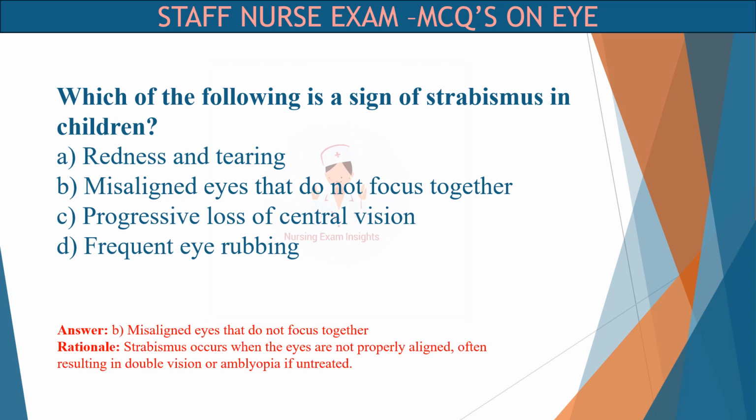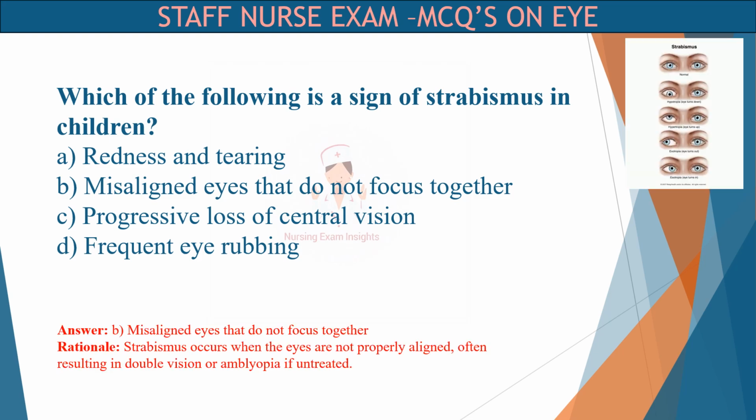The right answer is B. Misaligned eyes that do not focus together. Strabismus occurs when the eyes are not properly aligned, often resulting in double vision, which is also known as diplopia. Double vision is a condition of seeing two images of a single object, and strabismus can also end up in amblyopia if untreated.